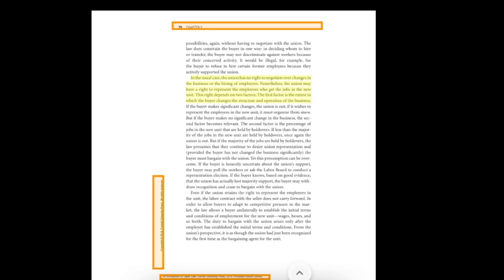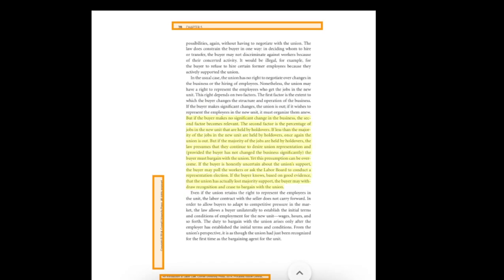Nonetheless, the union may have a right to represent the employees who get the jobs in the new unit. This right depends on two factors. The first factor is the extent to which the buyer changes the structure and operation of the business. If the buyer makes significant changes, the union is out. If it wishes to represent the employees in the new unit, it must organize them anew.